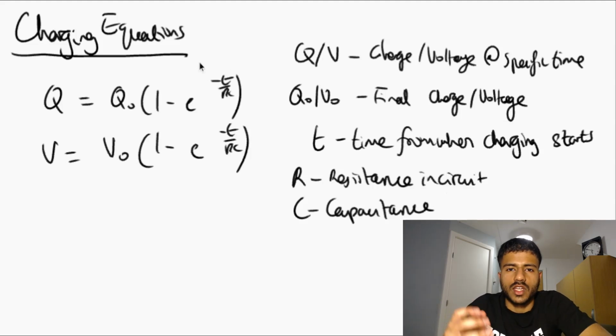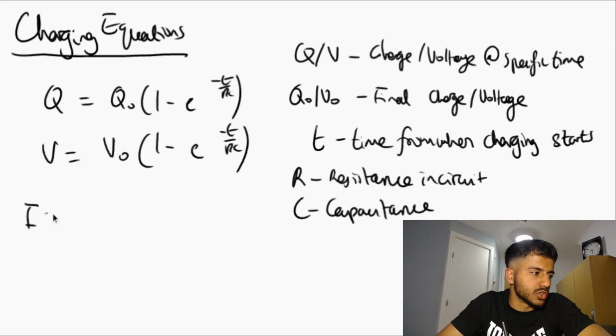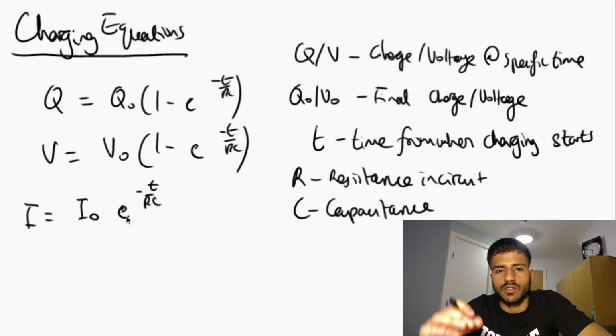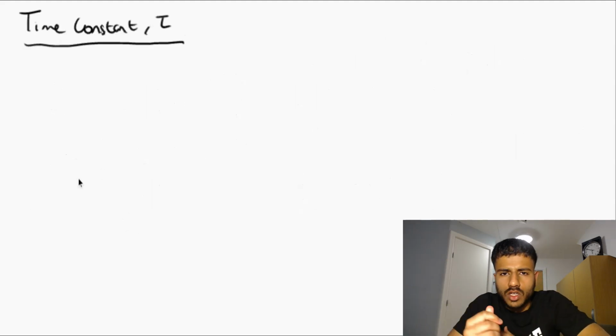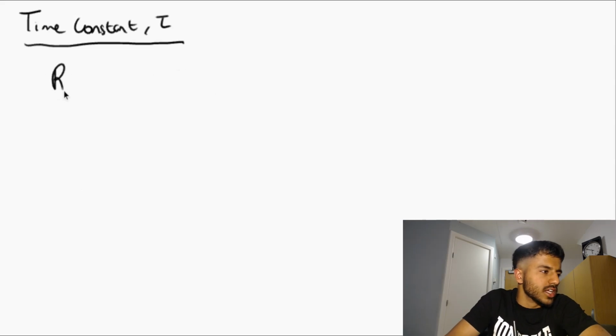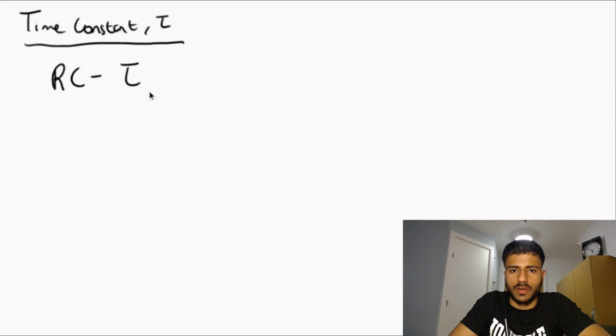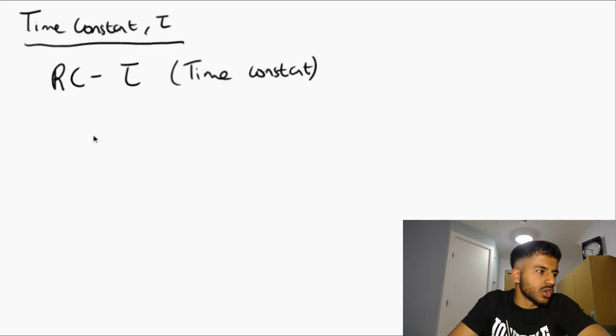Now, for current, however, in a charging circuit, as I said, you need to differentiate the charge equation, which you probably don't need to do, but if you know how to do it, you would get that the current is equal to I naught e to the minus t over RC. So all these equations have very, very similar forms. Now, this RC value in the equation is known as a time constant, which is represented by this tau letter here. And RC actually has a unit of seconds.